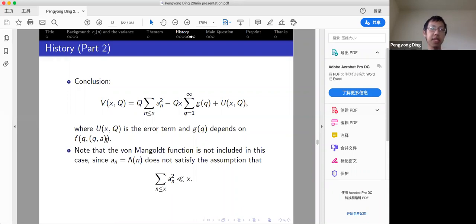Notice that the von Mangoldt function lambda of n is not included in this general case, because the second moment sum of lambda of n is x times log x plus big O of x. So it's not less than x.